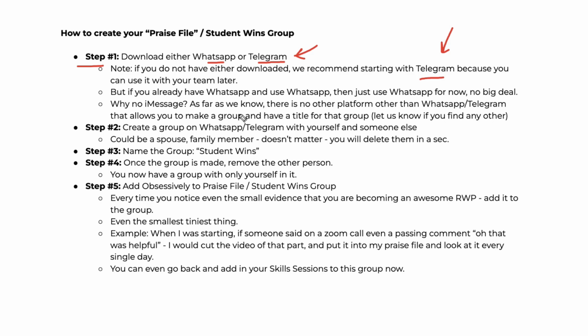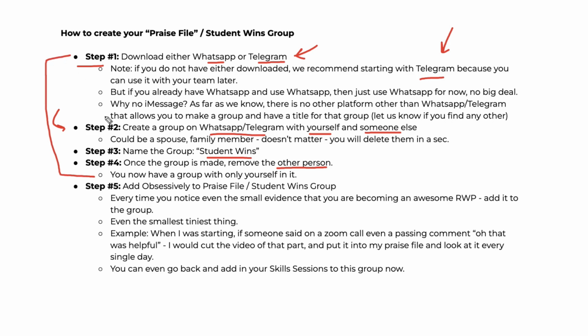After step 1 is done, step 2 is you're going to create a group on WhatsApp or Telegram, whichever you use, with yourself and someone else. Someone else could be a spouse, a family member, or your neighbor. It doesn't matter who, because you're going to delete them in just a second. Then you're going to name this group Student Wins. Once the group is made, you're going to remove the other person, so now you have a group with only yourself in it. Those are the 4 steps on how to create your praise file or student wins group.